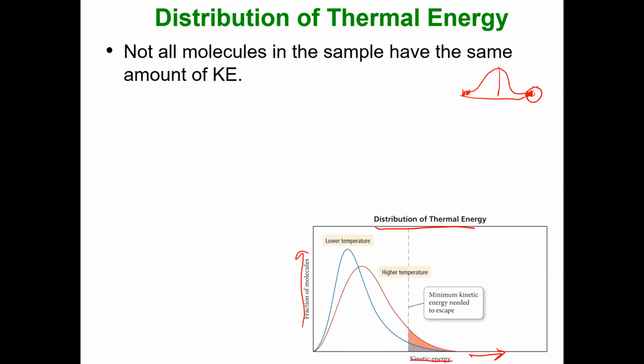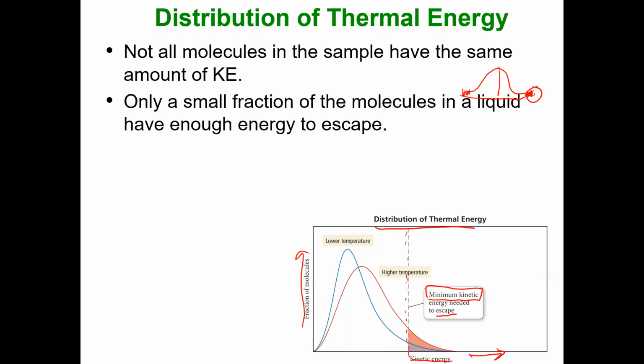Now, there's always a minimum amount of kinetic energy to escape. Remember, I called that escape velocity. So there is a minimum amount of energy to reach that escape velocity. Only a small fraction of the molecules in a liquid have the kinetic energy to escape. And not only is there a small fraction that has that kinetic energy because they're at the tail, they have to be at the surface.